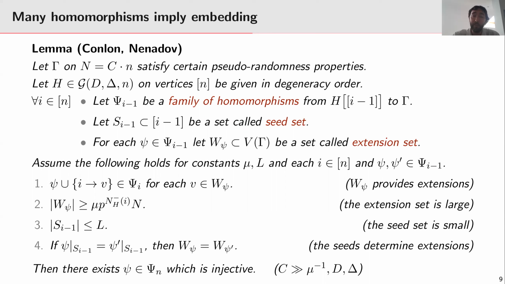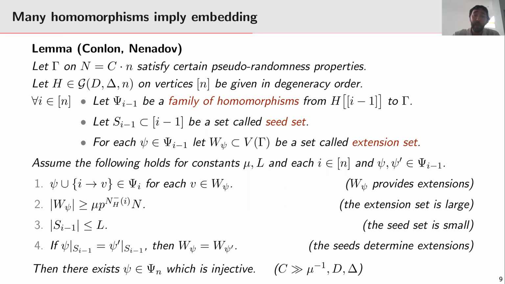And what we need is, suppose I take my current homomorphism that puts in the first i minus 1 vertices, and I send vertex number i to any vertex of this extension set, then I will get something in my psi i, so my one-step-bigger family of homomorphisms. And this set W psi should be not too small.